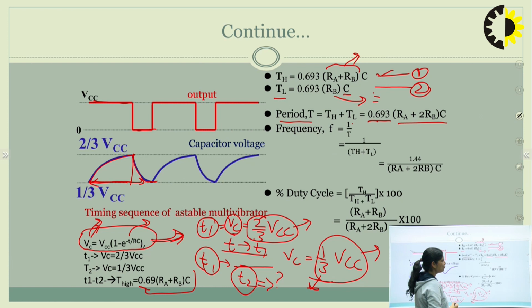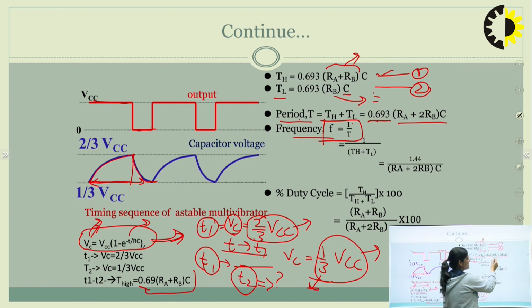Now, to find out frequency, it is equal to 1 upon T. So total time period you are getting in this equation, 0.693 (RA + 2RB) C. Put this value here and you will get the frequency equal to 1.44 upon (RA + 2RB) C.